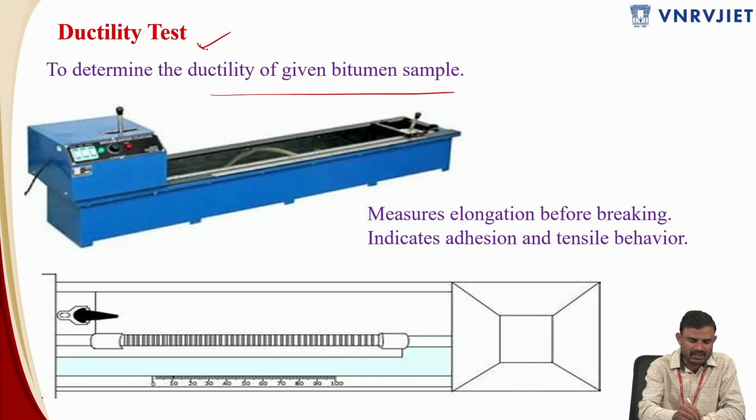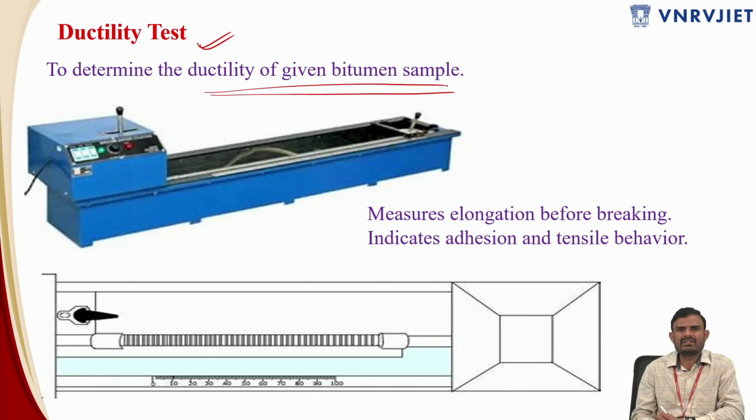So the next test is the ductility value. To determine the ductility value of the given bitumen sample, it is used to find out the property of the bitumen by which the bitumen can be stretched like a thin wire. That is what you can observe in this bitumen test.